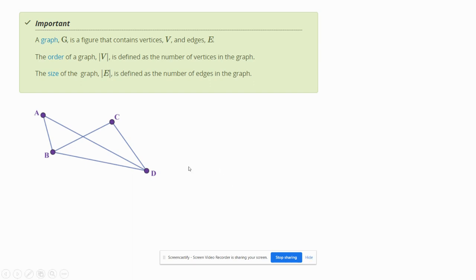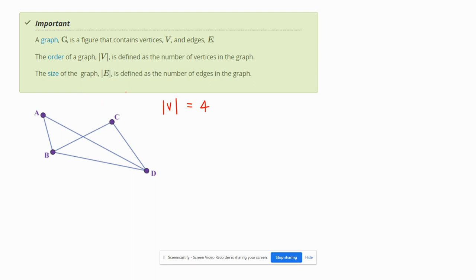So this is called a graph, and the order is something you might be asked for. And it is confusing because we're using some of the same notation. The order looks like this absolute value bar, kind of like vectors. And this is the number of vertices in the graph. So vertices are like A, B, C, D. So the order of this graph would be 4.